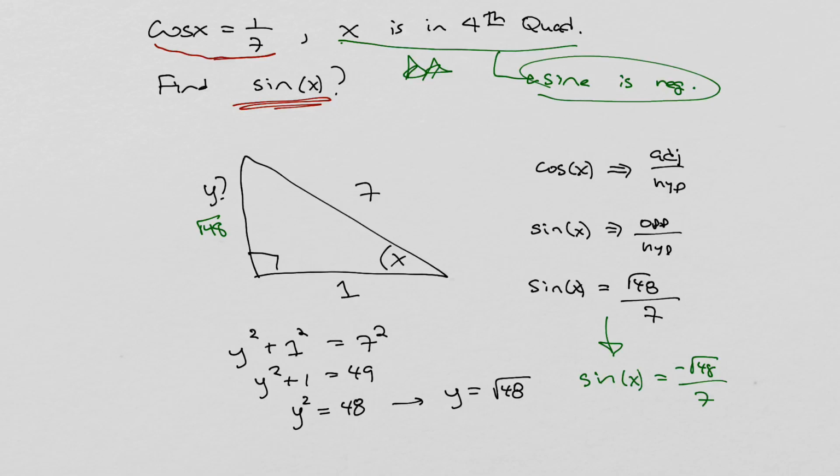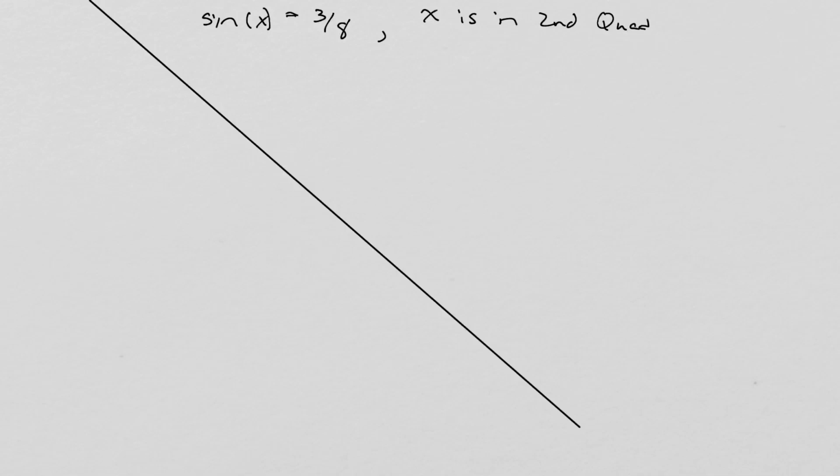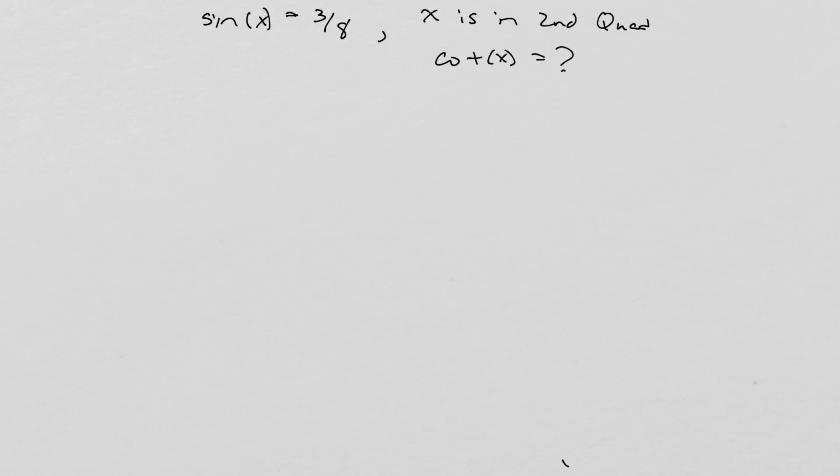Okay? All right, let's do one more of these just to practice it. Let's say that sine of x equals 3 over 8. Let's say x is in the 2nd quadrant. Right. I want to find cotangent of x. Okay, so what's that going to equal?